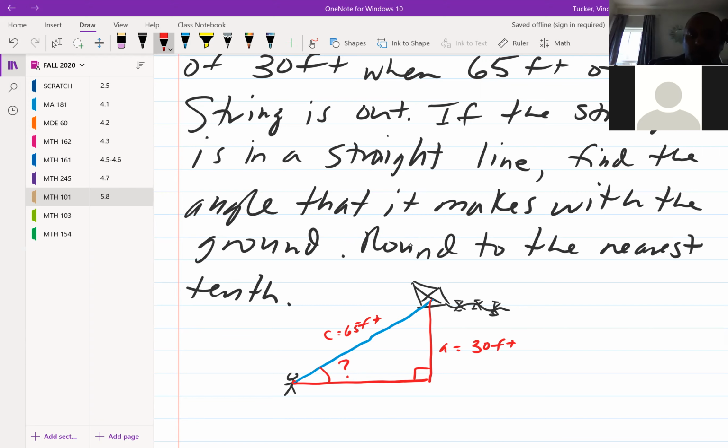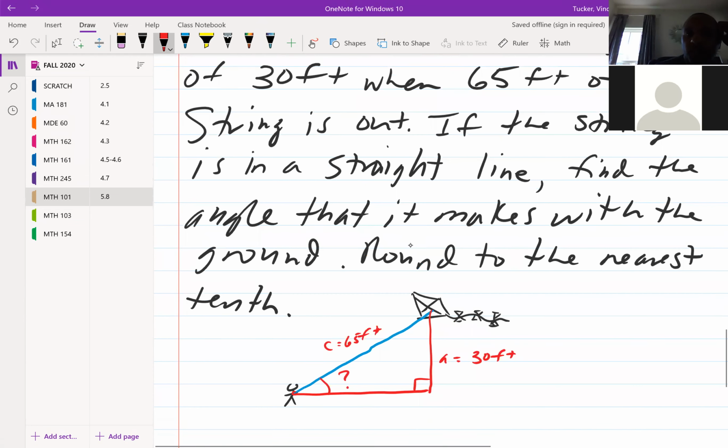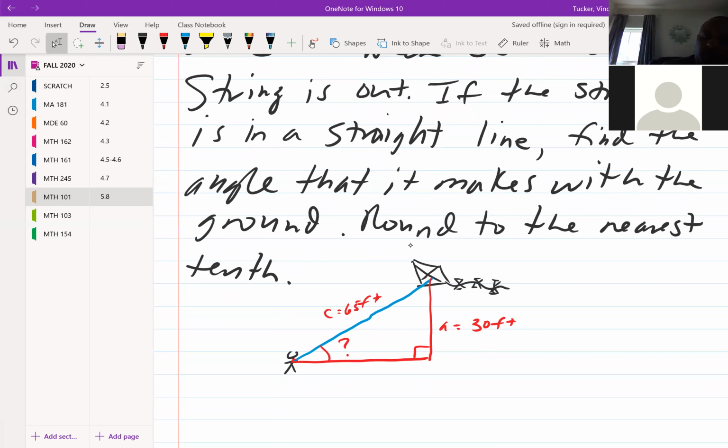All right, so this is the little diagram we got. We have a kite that flies at a height of 30 feet when 65 feet of string is out. So that's my diagram. The blue line is the string. And then over there, A is 30 feet. That's the height of the kite. So we want to know, find the angle. We want to know what the angle is that it makes with the ground. All right, that's the drawing I got. So let's go ahead and calculate.